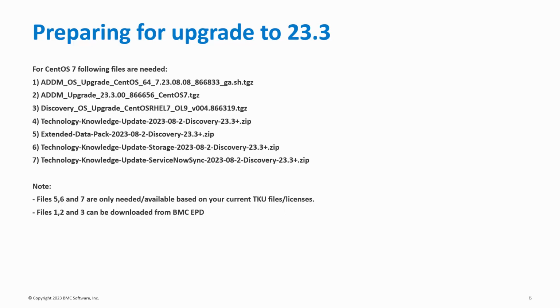So what are these different upgrade files? The first file that you need to upload is OSU upgrade. After the OSU upgrade is completed, upload the file addm_upgrade 23.3 file. This is your actual upgrade file. After the upload of this file is completed, immediately user interface will ask you to upload the Discovery OS upgrade CentOS RHEL 7 OLE 9 file. This is the upgrade file which will convert your CentOS or Red Hat operating system to Oracle 9.1.